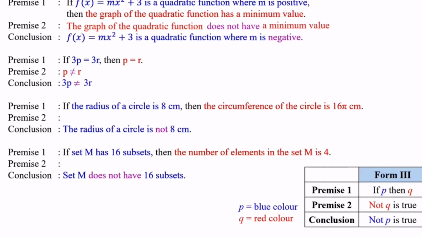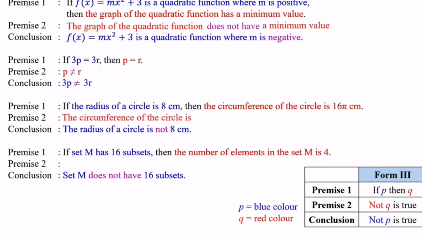Alright, now for the next one: if the radius of a circle is 8 cm, I highlight the statement in blue color after if, and I highlight the statement in red color after then. So the circumference of the circle is 16 pi centimeter. Now you look at the conclusion: the radius of the circle is not 8 centimeter.